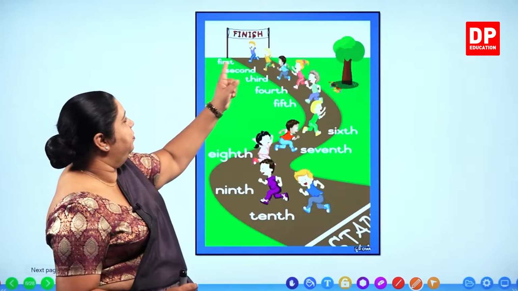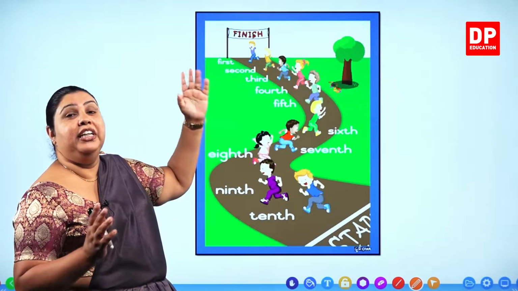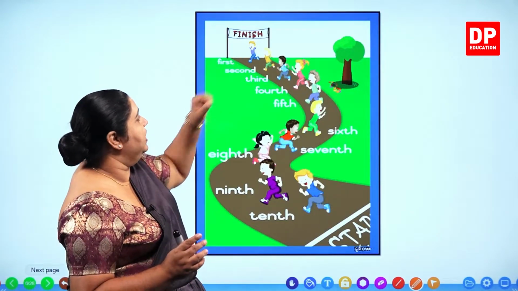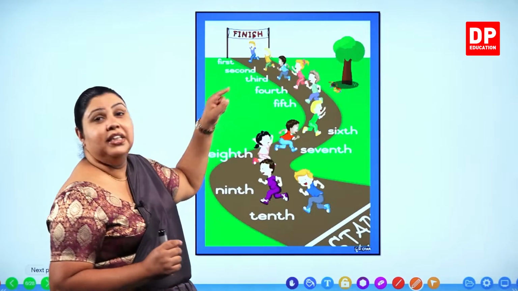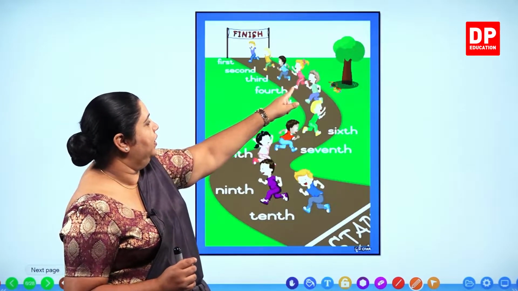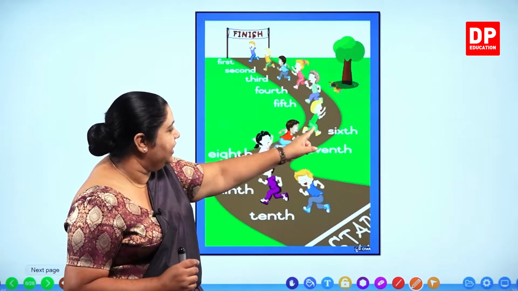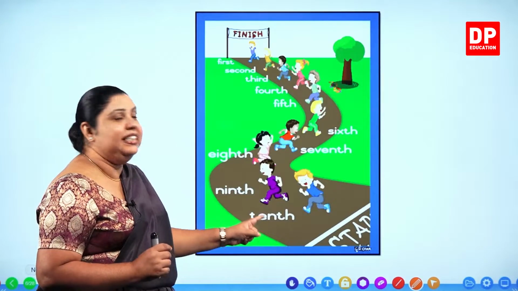So now the person who goes as the first one to win the race, we say first. Then the second one, we call them the second place, third place, fourth, fifth, sixth, seventh, eighth, ninth and 10th.